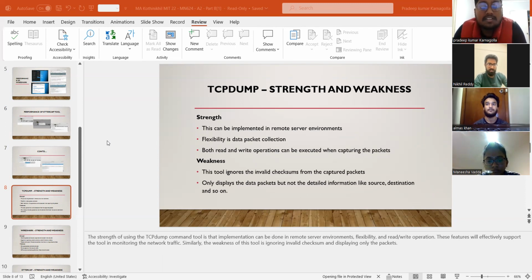So it's all about the networking protocol analyzer and security tool. And the other one is the weaknesses and the vulnerabilities. So here I'm going to explain about TCP dump, the strengths and the weaknesses. This is to implement in several remote software environments, with flexibility, and both write and read to execute while executing the package. So the weaknesses are the tool ignores invalid checksums, and the data packets are not detailed, which doesn't share detailed information with the source and destination for TCP dump.